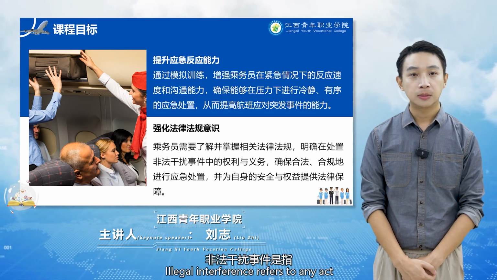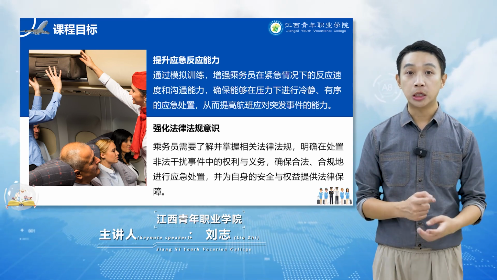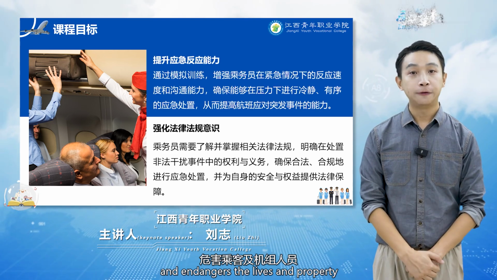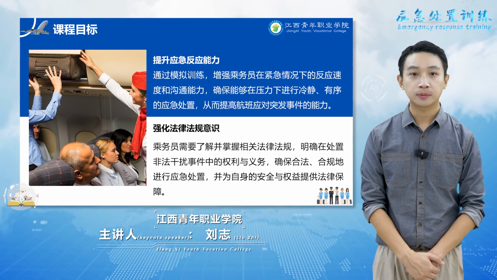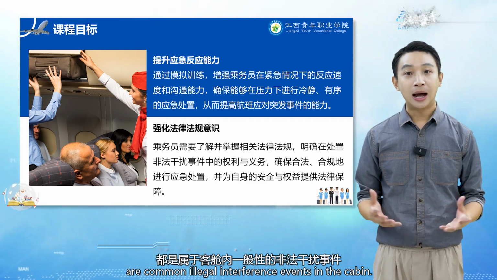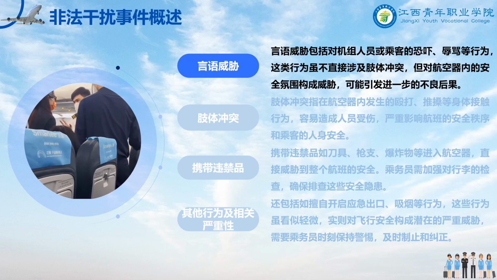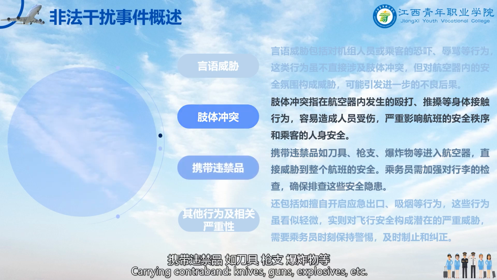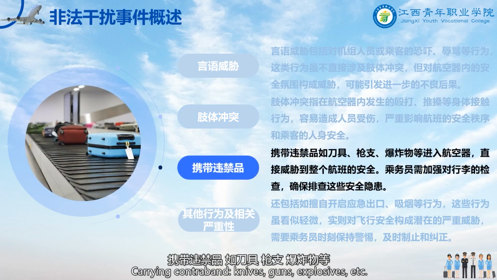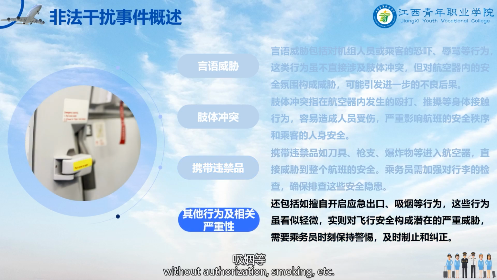Definition: illegal interference refers to any act that destroys flight safety, disturbs cabin order, and endangers the lives and property of passengers and crew. The following types are common illegal interference events in the cabin. Type: verbal threats, such as threats, insults, etc. Physical conflict, such as beating, pushing, etc. Carrying contraband, knives, guns, explosives, etc. Others, such as opening emergency exit without authorization, smoking, etc.